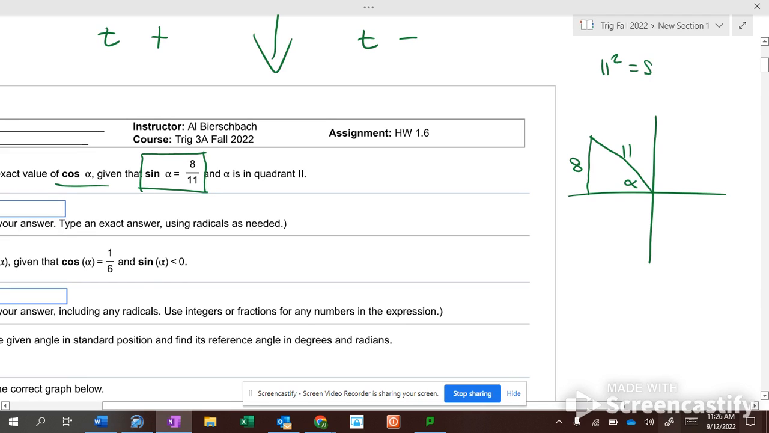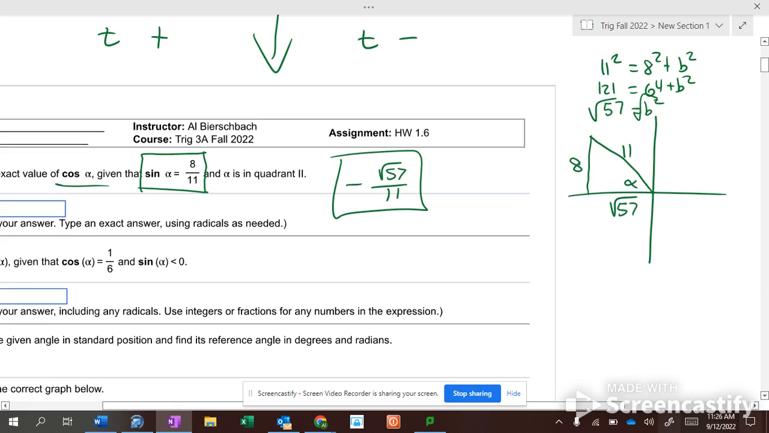11 squared equals 8 squared plus b squared. 121 equals 64 plus b squared. Subtract 64. 57 equals b squared. Take the square root. b equals the square root of 57. So the cosine would be the square root of 57 over 11. And since we're in quadrant 2, it is negative. Okay? So your first couple problems will be like that.